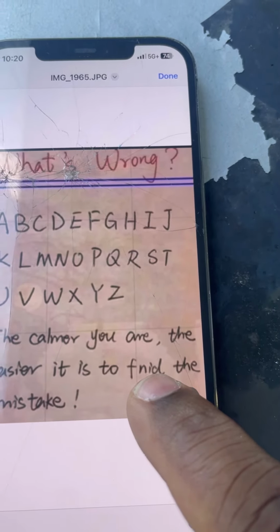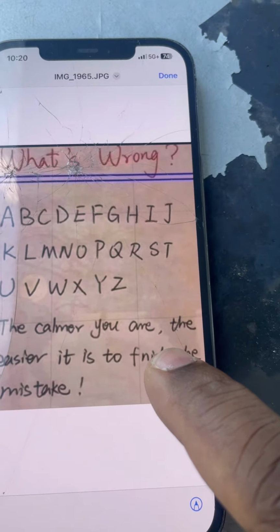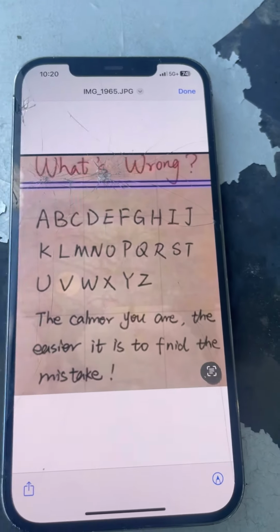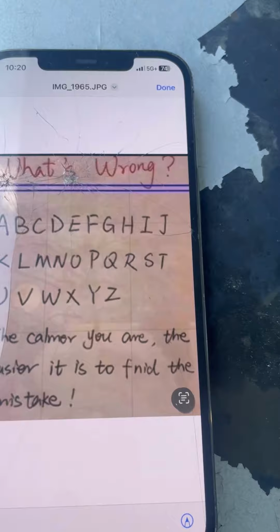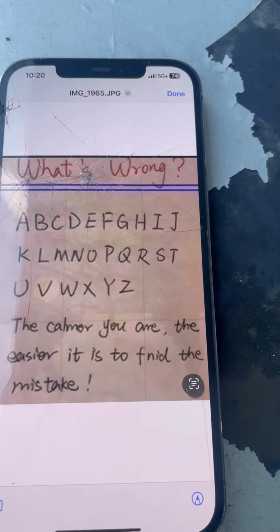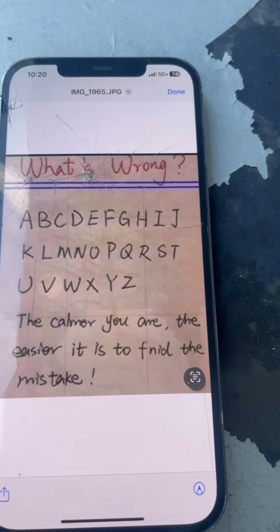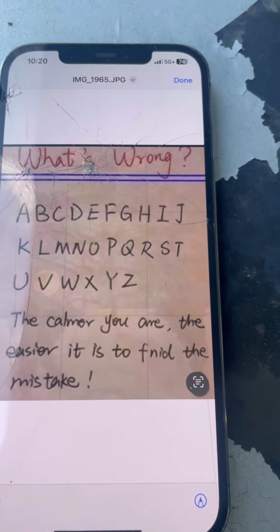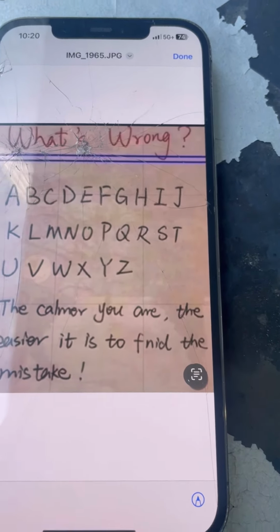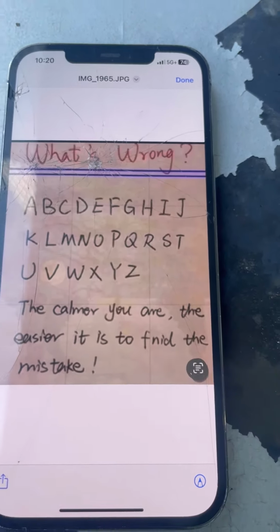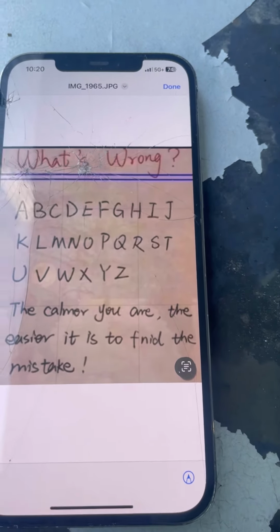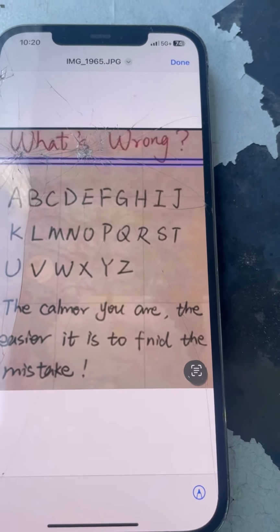They just, even though it says F-N-I-D, that's the mistake, they just read it as "find" because they're reading it fast. The whole point of this is to slow it down to then capture the mistake. The calmer you are, the easier it is to find, right here, F-N-I-D, the mistake. He read it once fast and he had to look it over again to find the mistake.